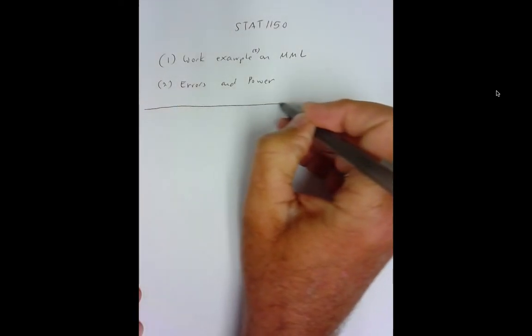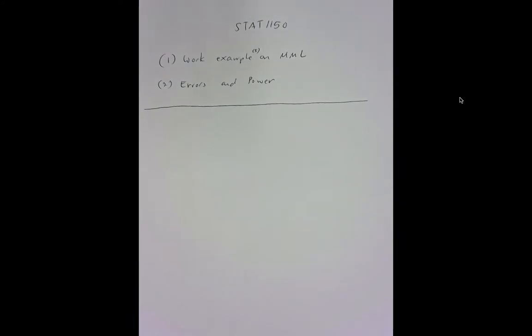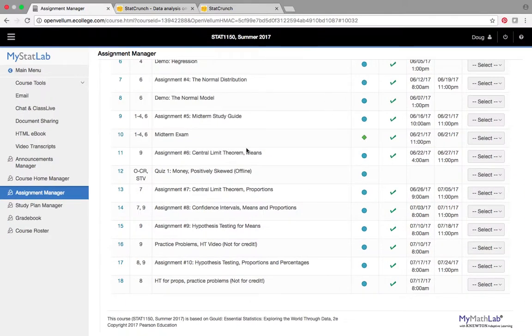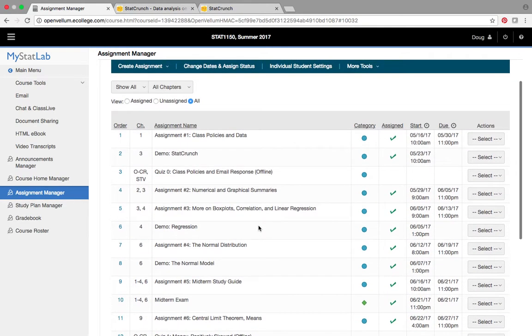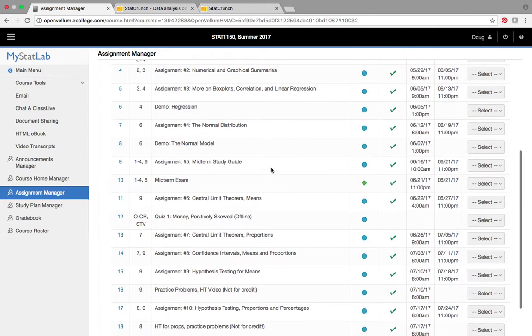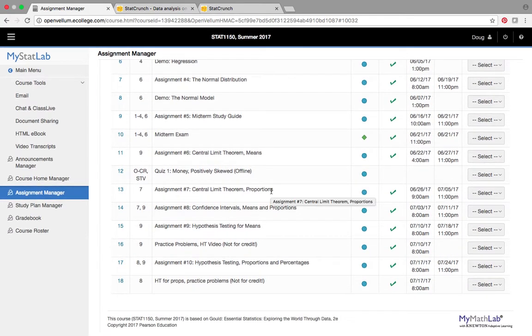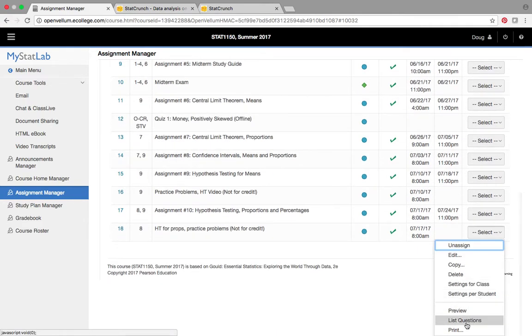So guys, let's go to my math lab and I'll show you what I'm going to use here. Depending on the semester that you take this, I'm pretty sure this was set up for my summer 2017 class. So if you're taking this in a future semester, it may look a little different. But nevertheless, there is an assignment right here that says hypothesis testing for proportions, practice problems, not for credit. So you don't get any credit for doing this one, okay? I'm just going to use this as an illustration and a teaching tool.